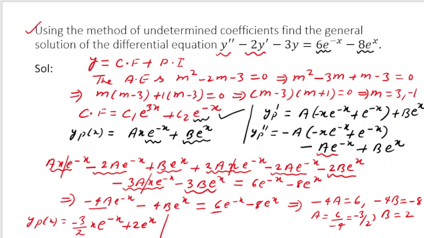So if I can write the general solution, the general solution will look like y is equal to c1 e to the power 3x plus c2 e to the power x minus 3 by 2 x e to the power minus x plus 2 e to the power x. So I hope the process is very much clear to you.